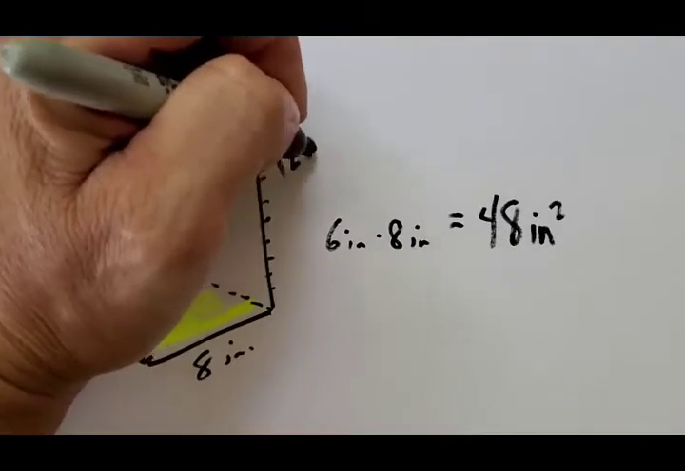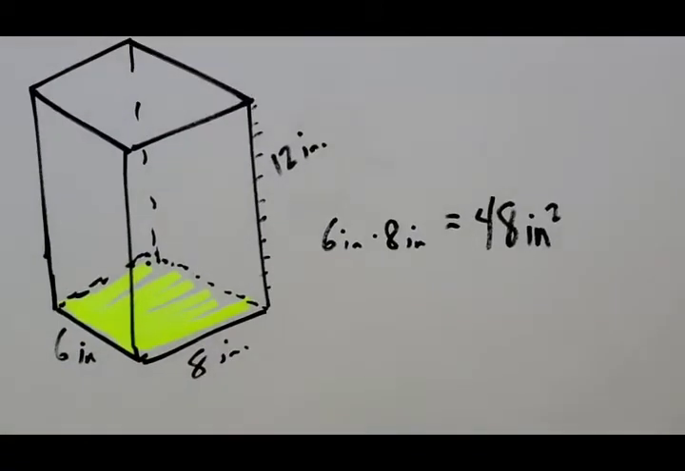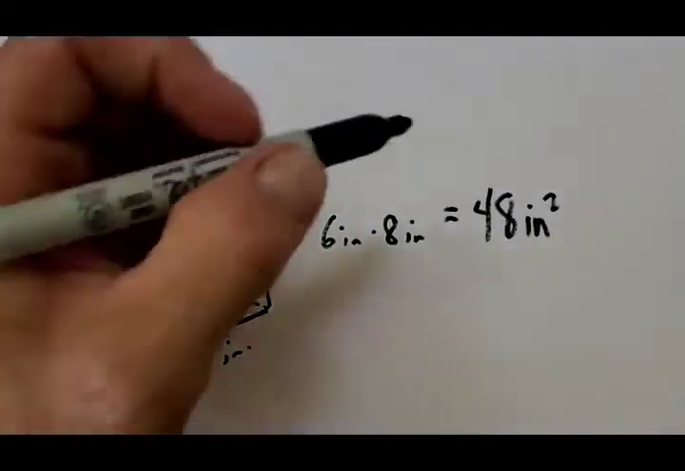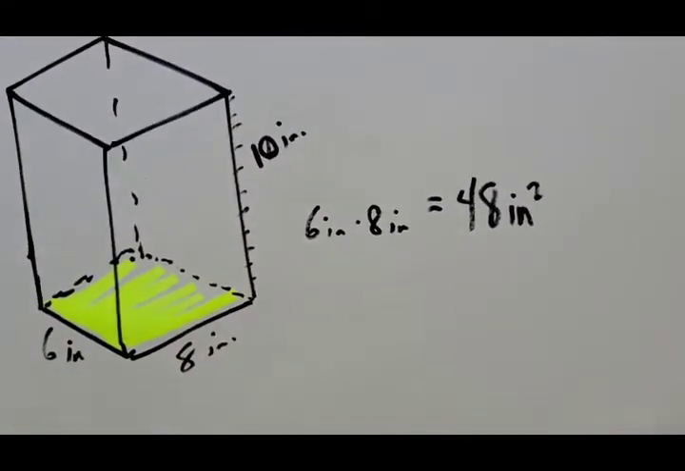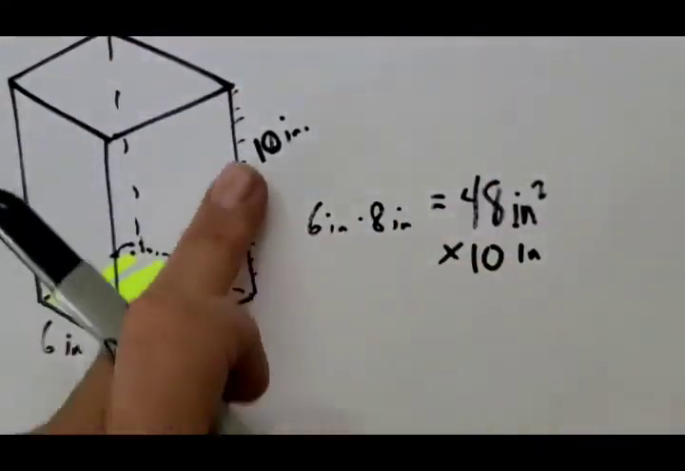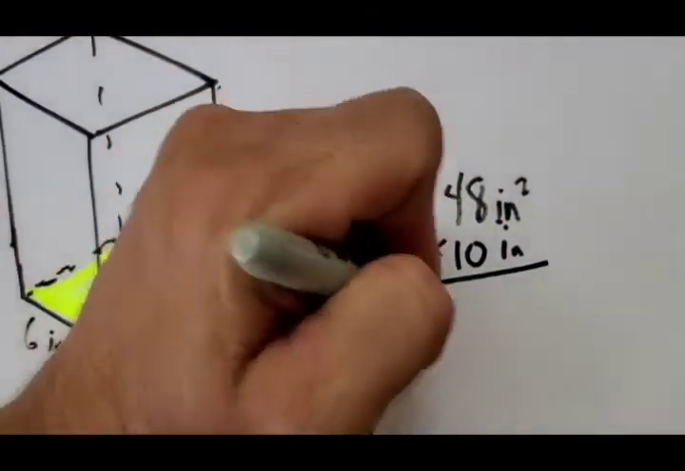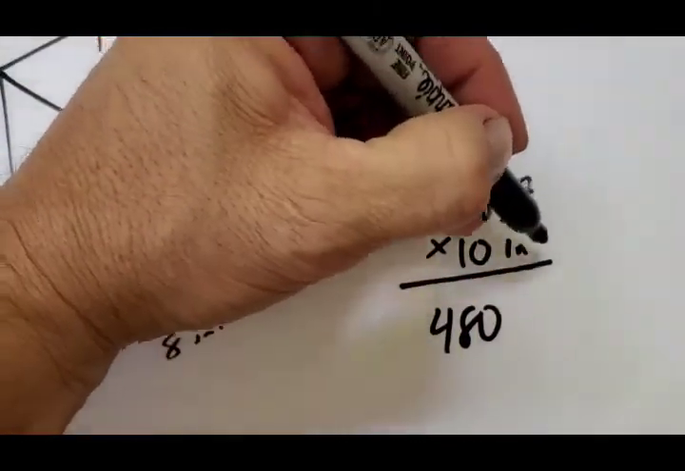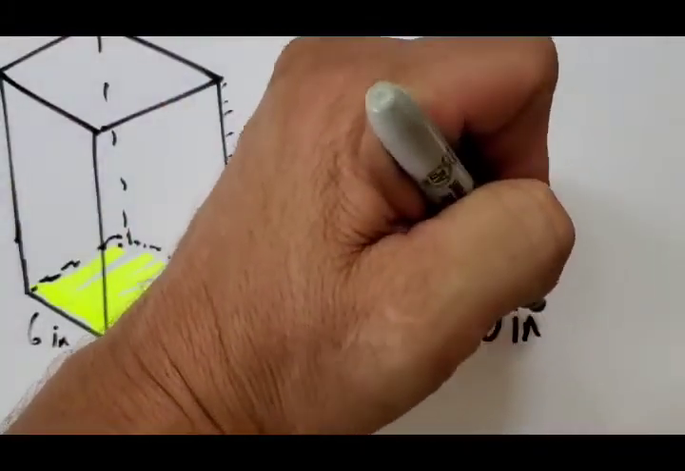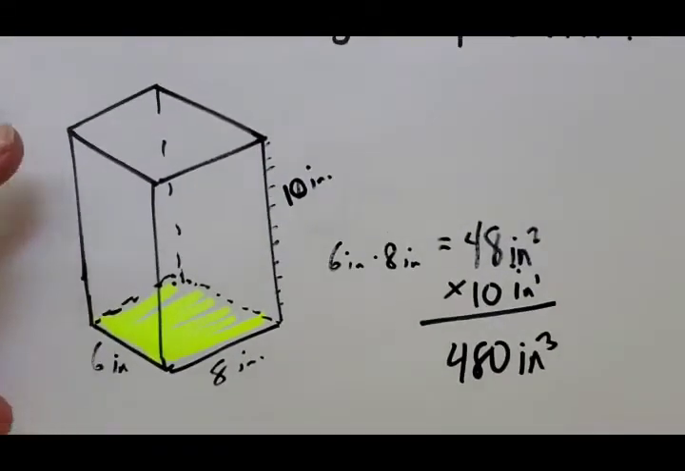So let's say this is 10 inches tall. Okay? So we would take the area of the base, and then we would multiply that by the height of the prism. Again, these are inches. This is 10 inches high. And then I'm going to multiply. So we would get 480 inches squared times inches to the first is inches cubed. The volume of this rectangular prism here is 480 cubic inches. That's how you do it.